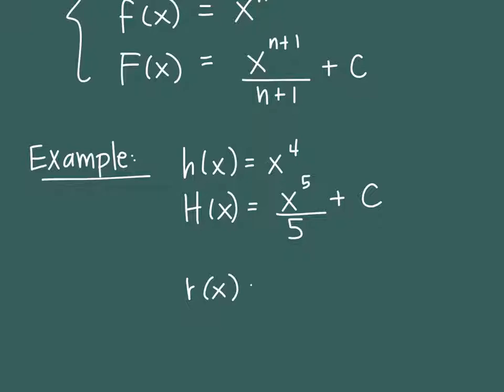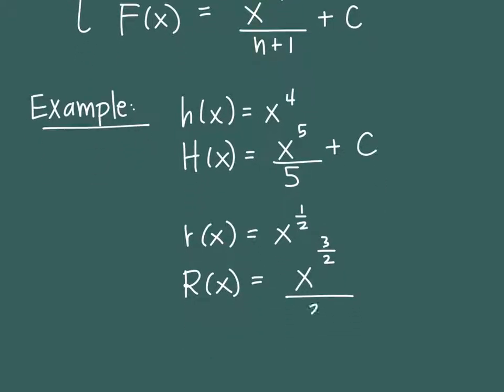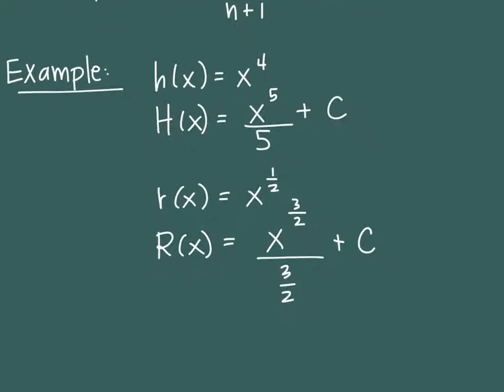Likewise, if we were given r of x to be x to the 1/2, then its antiderivative follows the same rule. So x is going to go up a power. We're going to add 1, and when we add 1 to 1/2, we get 3 over 2. And then the rule is you divide by that new power, which would also be 3 over 2, and then you add the constant c to represent the value of any constant.